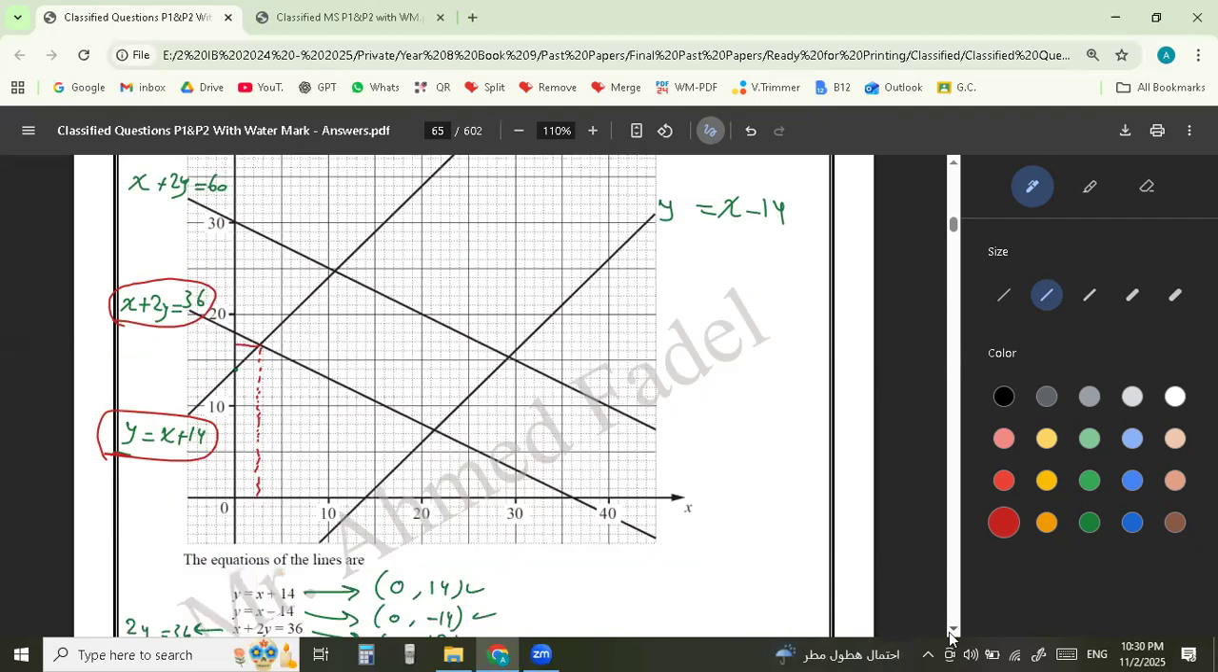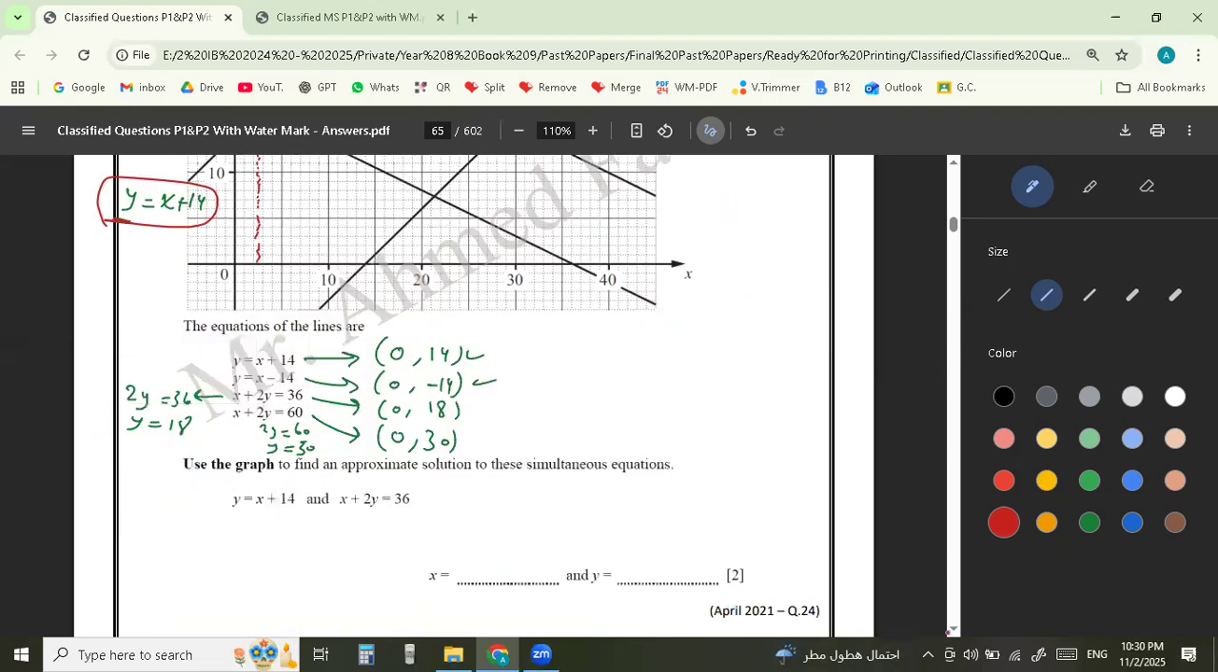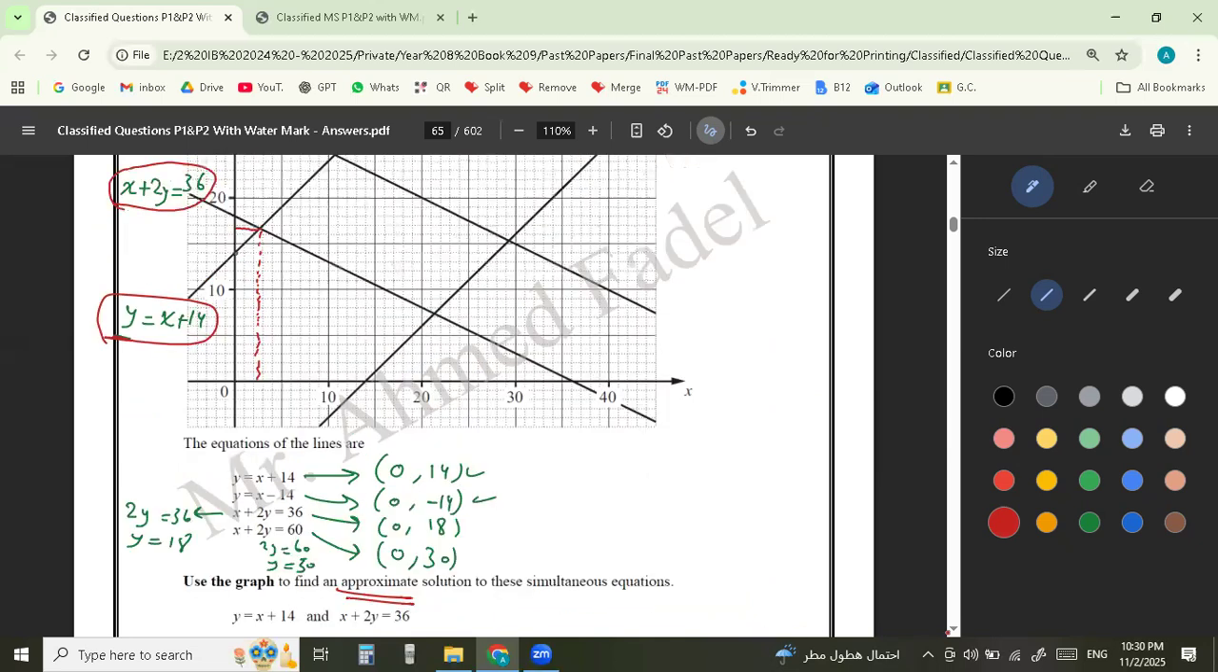Yes, you can say 2.5 because actually they said approximate. Use to find an approximate solution. Approximate solution, then they don't want an accurate answer, but don't go far away. It is between 2 and 3. So it's a number between 2 and 3.